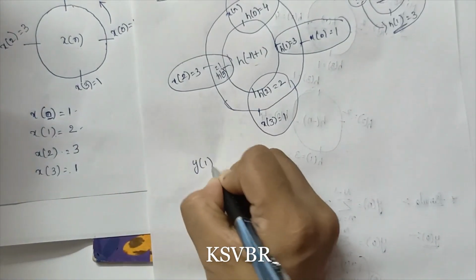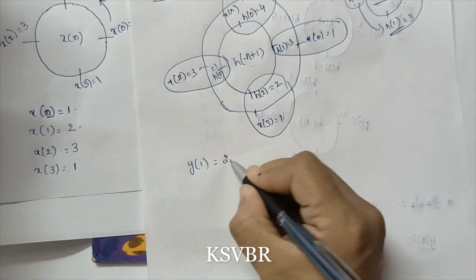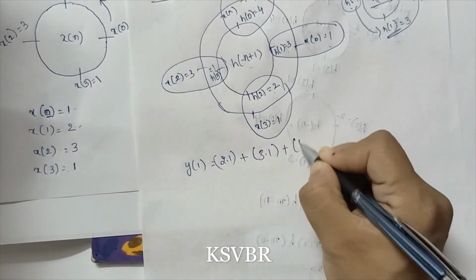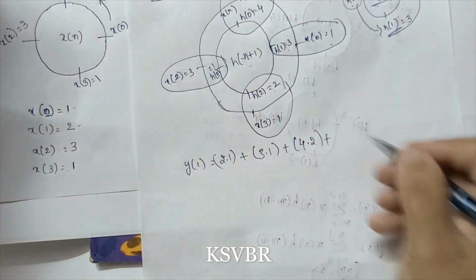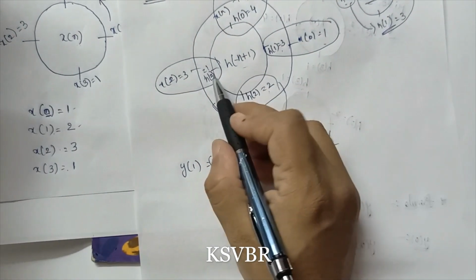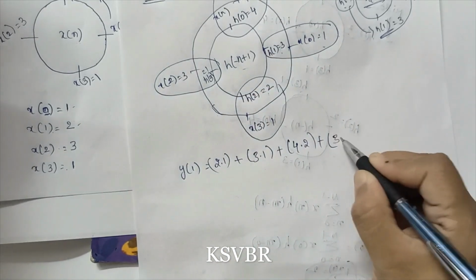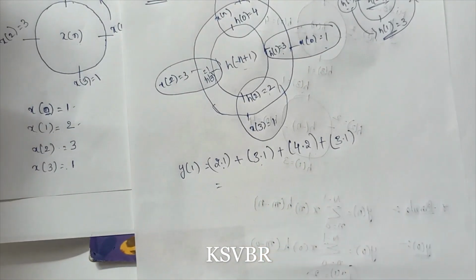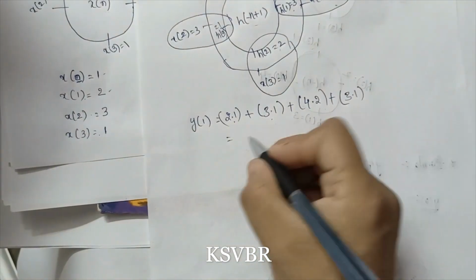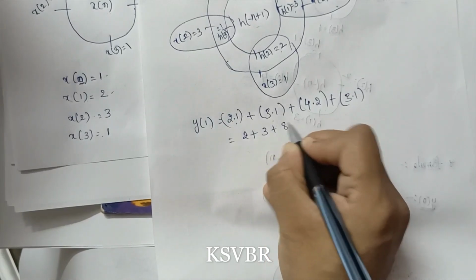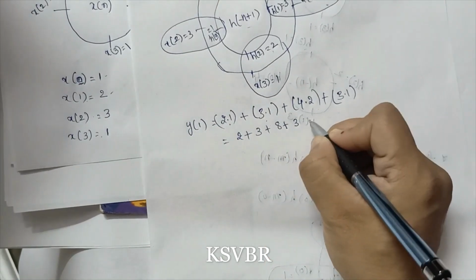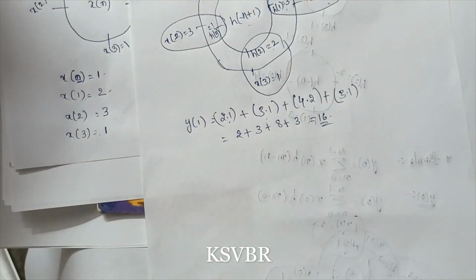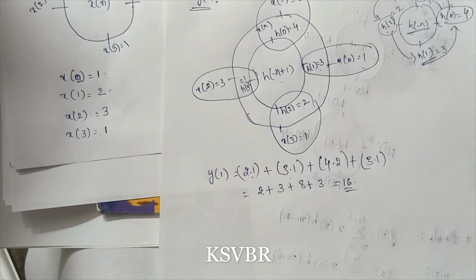And multiply corresponding points. 2 into 1 plus 3 into 1 plus 4 into 2 plus h of 3 is equal to 1, 3 into 1. So 2 plus 3 plus 8 plus 3. How much will it be? 2 plus 3 plus 8 plus 3. Okay. So the total is 16. Okay. So this is y of n. So next we have to find out y of 2.